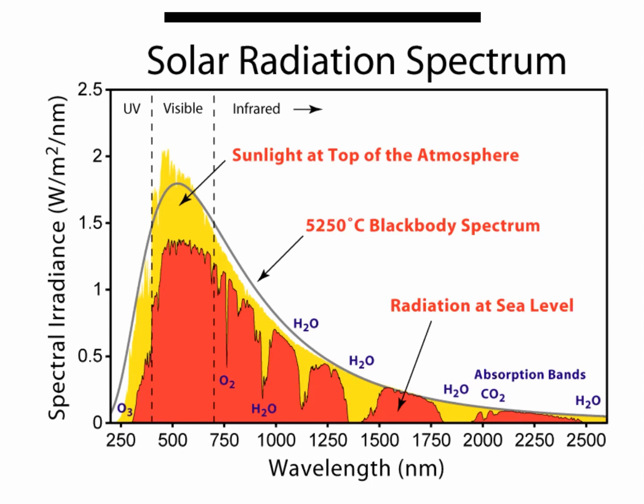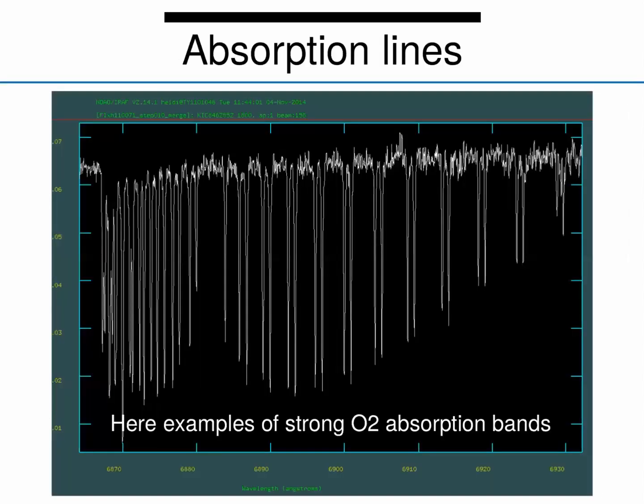And basically from 300 nanometers bluewards, you see nothing. All is taken out by the atmosphere. So there are absorption lines that you see. Here are examples of strong oxygen absorption bands in the spectra in some areas. Of course, these are very well known and they don't change. The oxygen content of the atmosphere hopefully doesn't change.